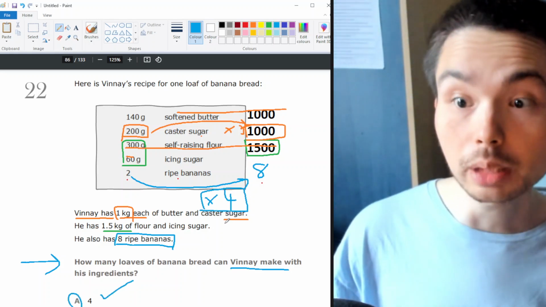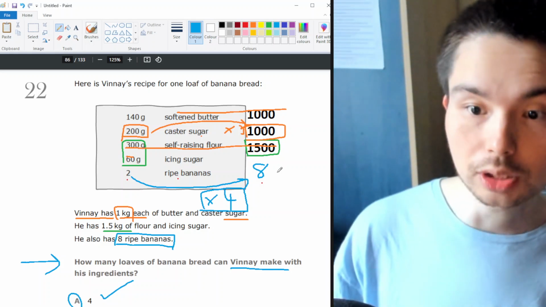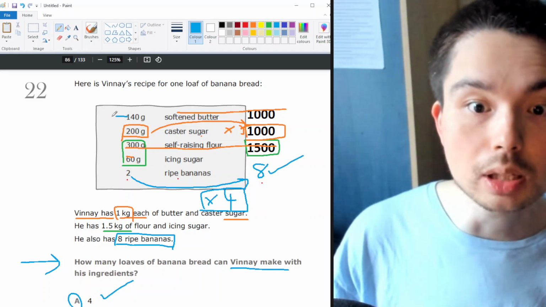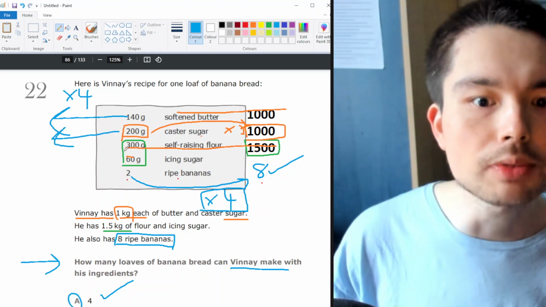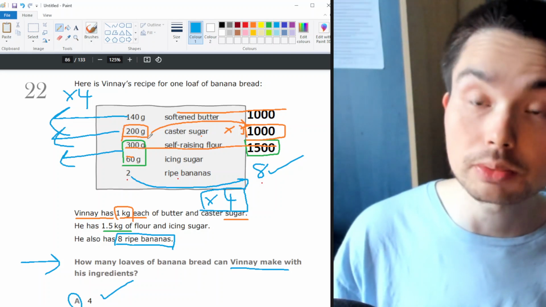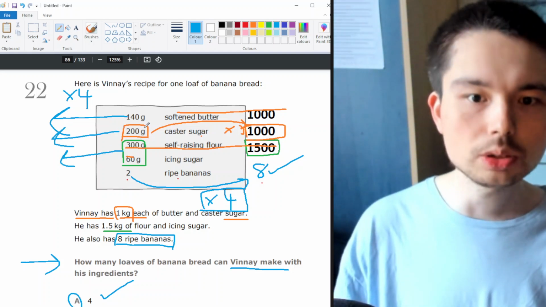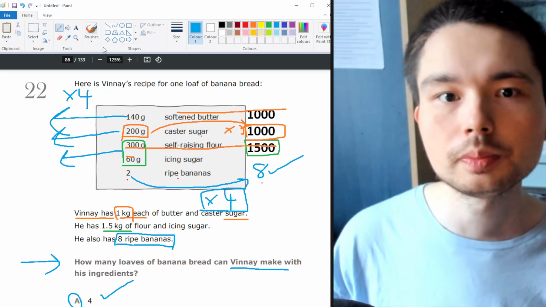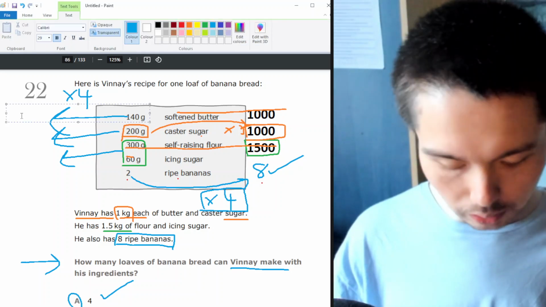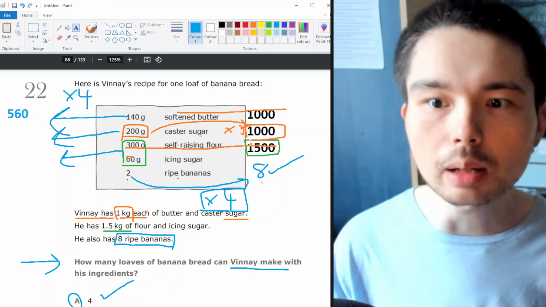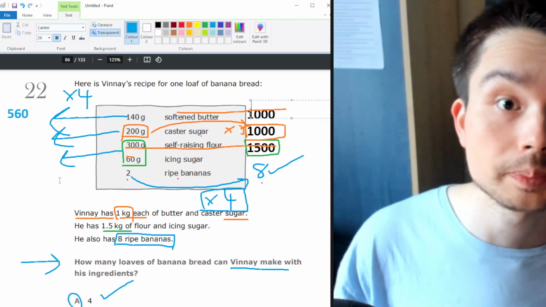And just to make sure you guys understand, if I times 4 with the bananas, I'm going to times all of these by 4. Have a go yourself, pause the video now, 5 seconds, just times all of these by 4. And then I will do it as well. 140 times 4 is 560. Now, are we good with that number? Yes, because we've got 1,000.